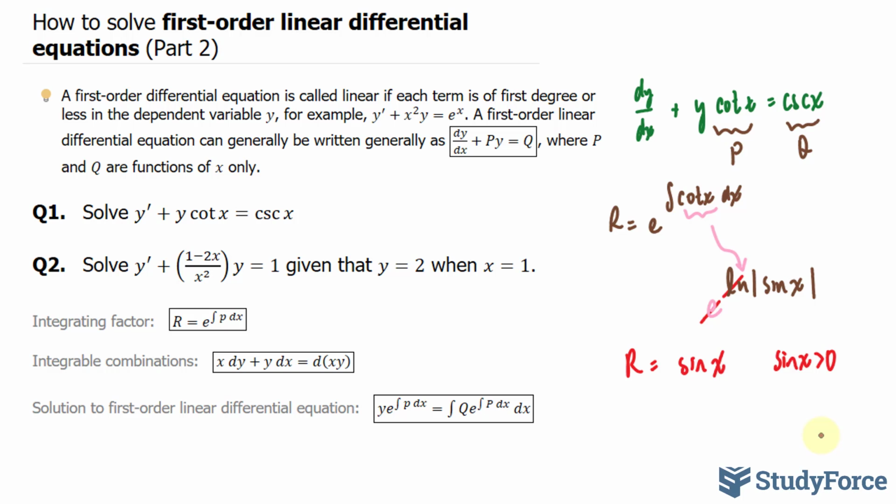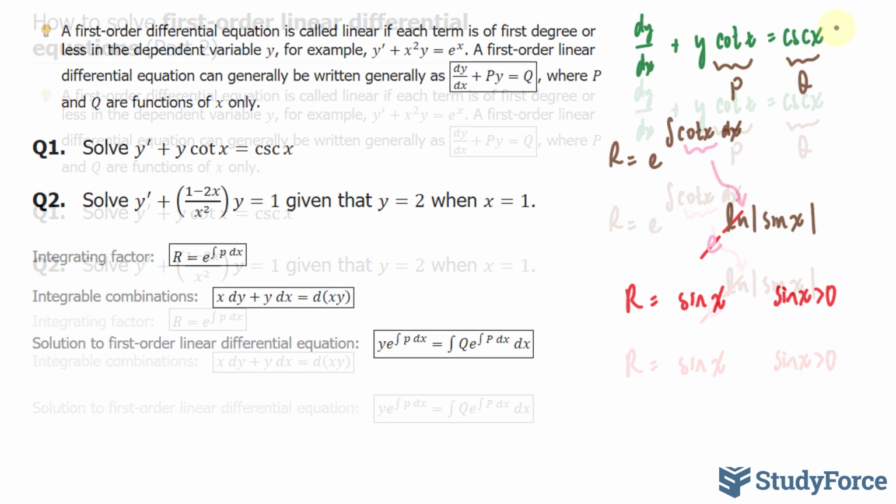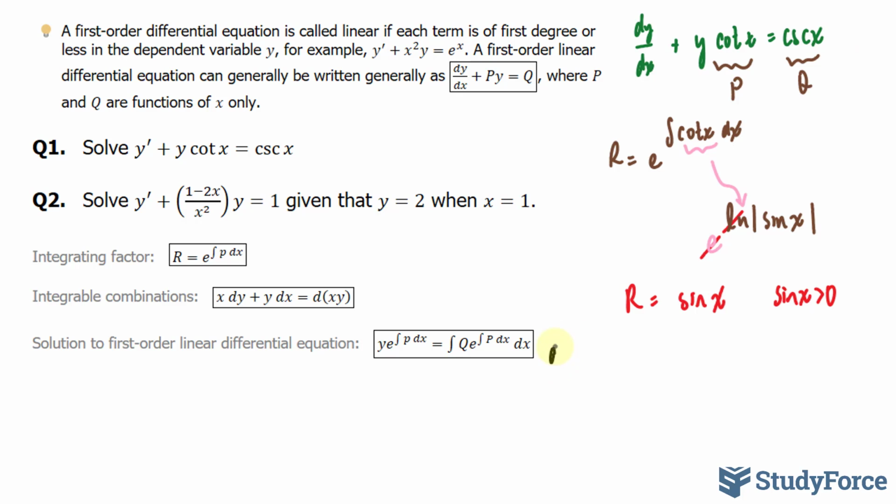Now, as I mentioned, I'm going to take my r value and multiply each of the terms in this differential equation by sine x. Here's what happens if you do that. We have dy over dx times sine x plus this expression times sine x, y cotangent x times sine x is equal to cosecant x times sine x.